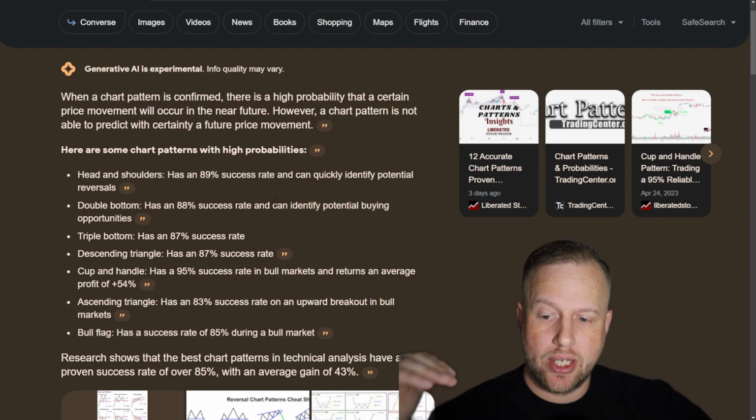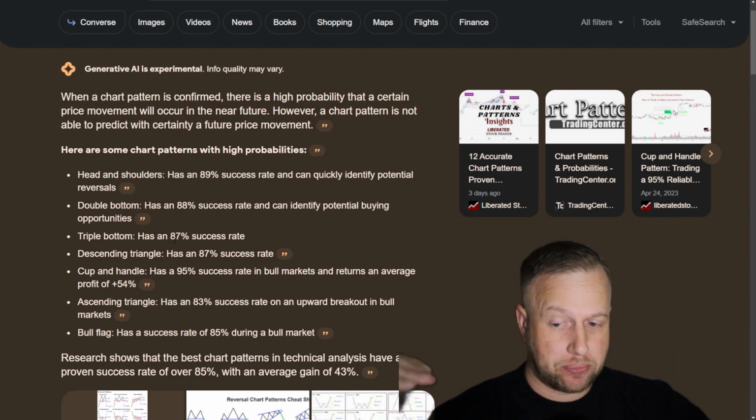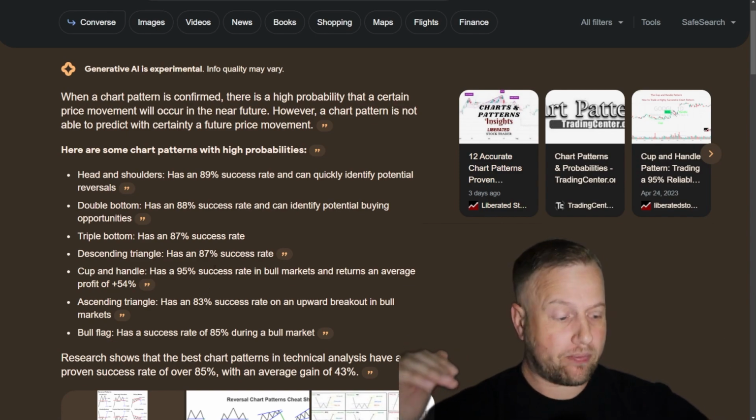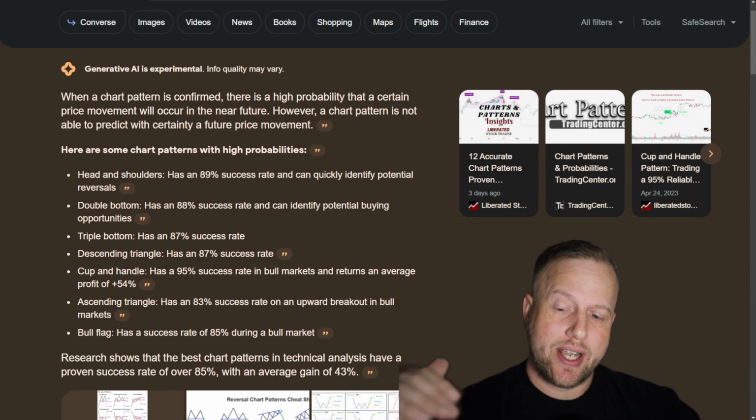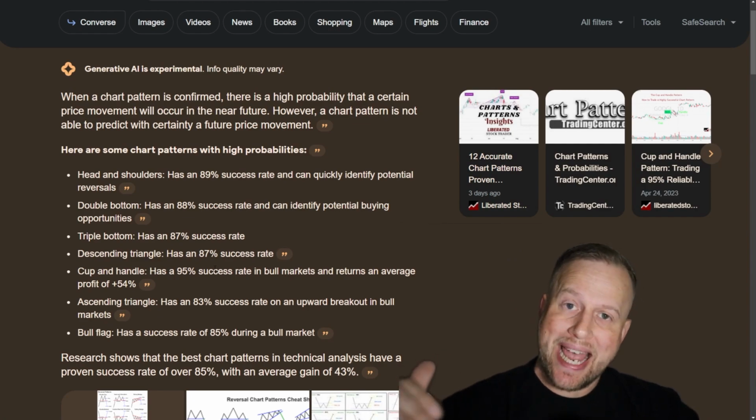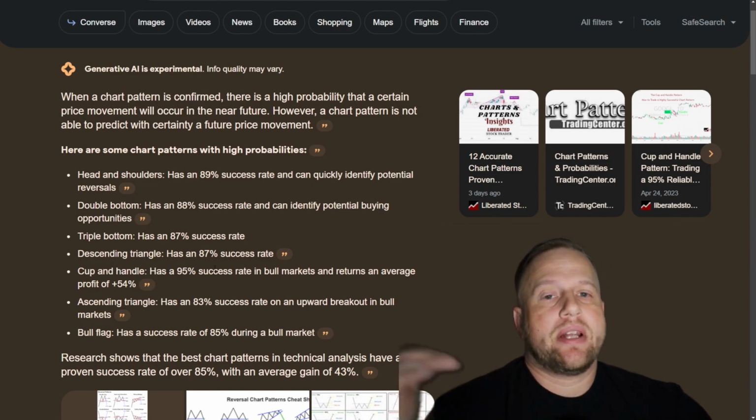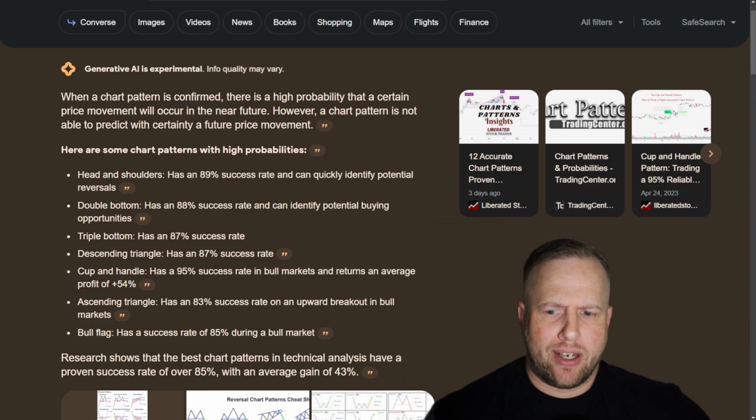We'll cover all this. Double bottom, 88%, triple bottom, 87%, descending triangle, 87%, cup and handle, 95%, ascending triangle, 83%, bull flag, 85% during a bull market on an upswing. So my point here is, if you went to the casino with 90% odds in your favor, I'd be living at the casino. I'd be there constantly, all the time. And this is why this is important.